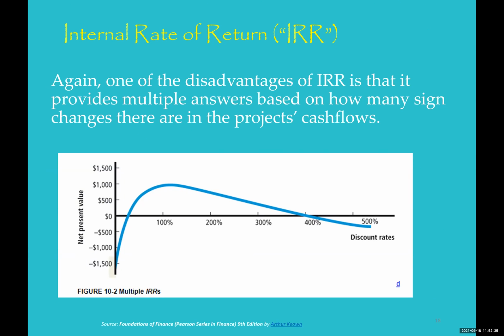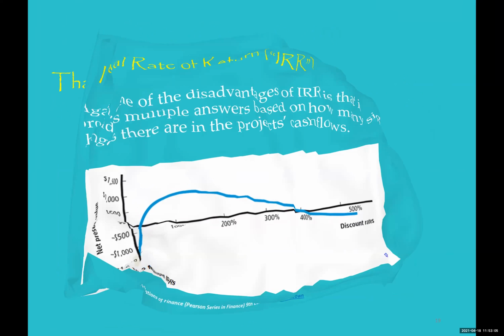So this is a graphical depiction of that. Net present value is on the vertical axis. The discount rate or cost of capital is on the horizontal axis. The blue line is the IRR. Notice that it hits the horizontal line twice. So this is a project that must have at least 2 negative free cash flows. So there are 2 IRRs. Therefore, we cannot use IRR to evaluate this project.